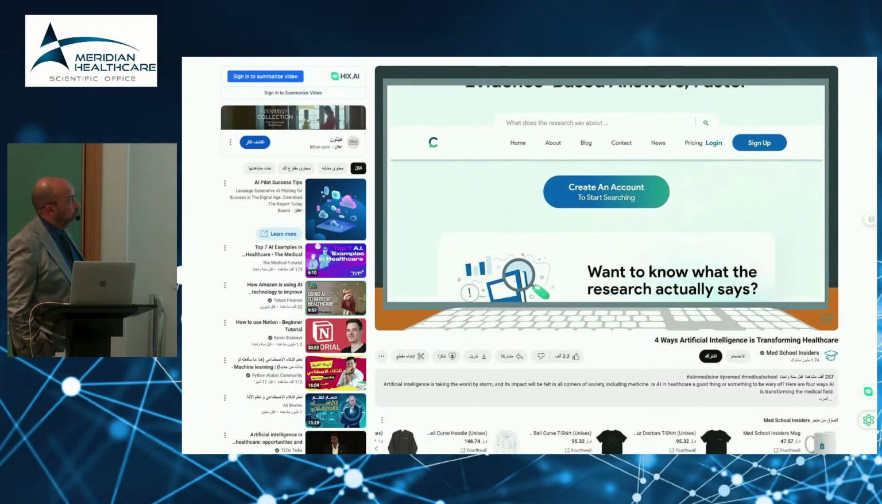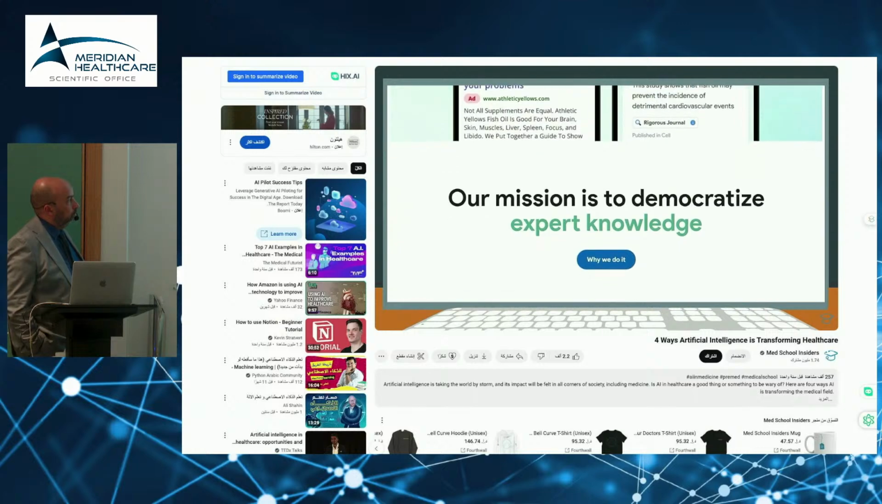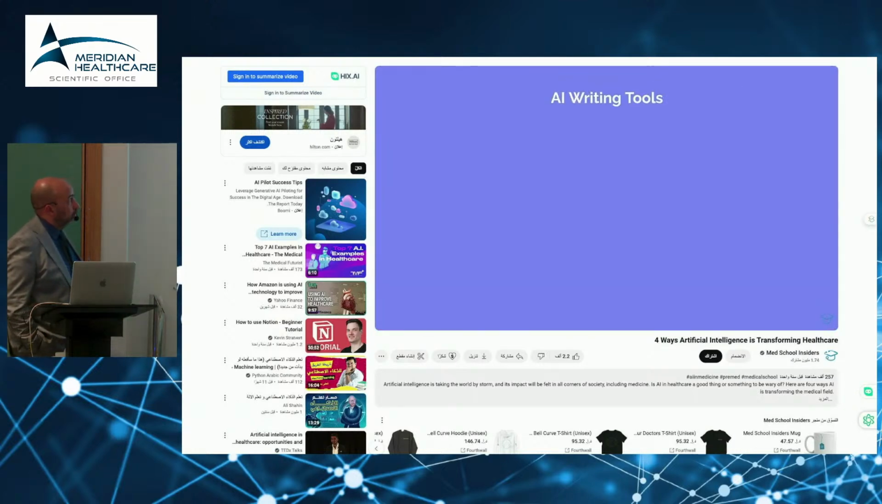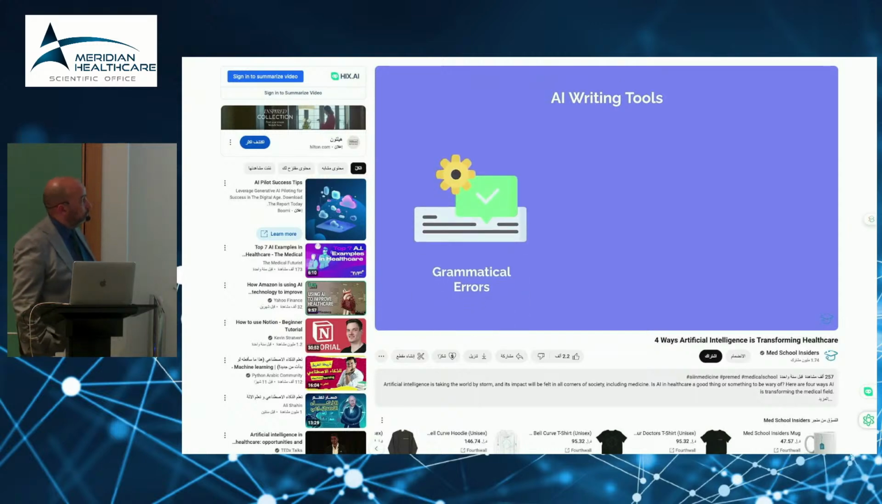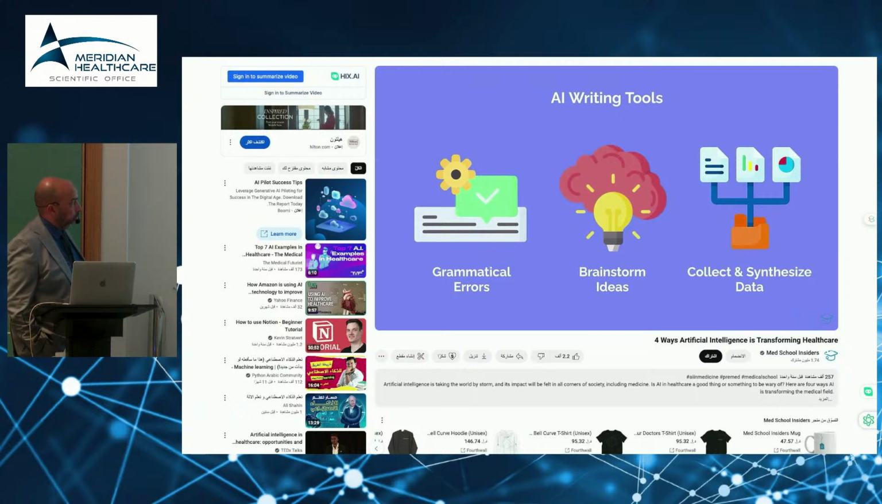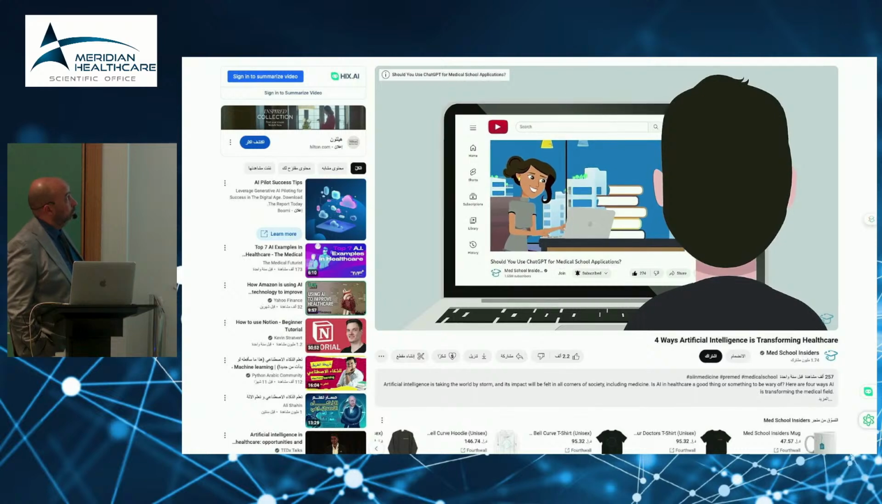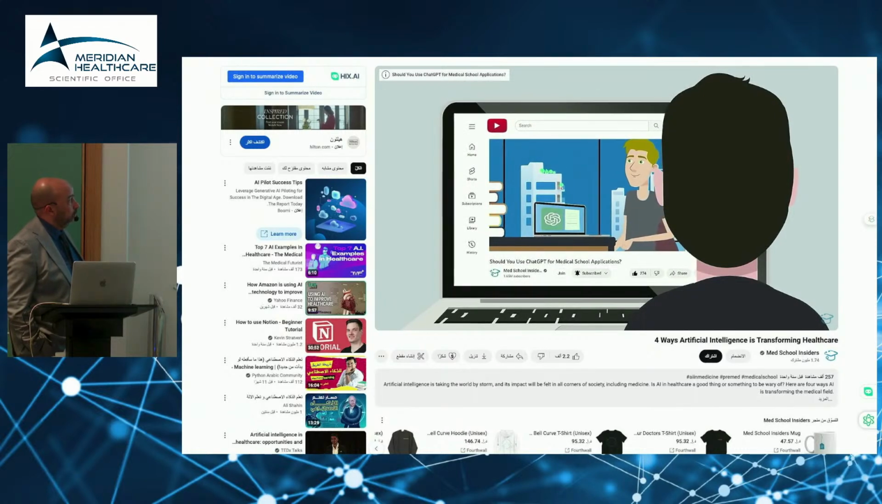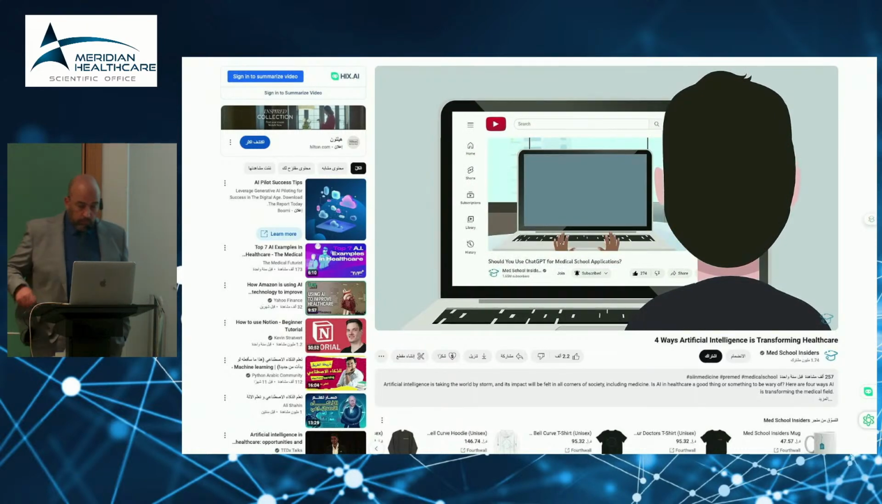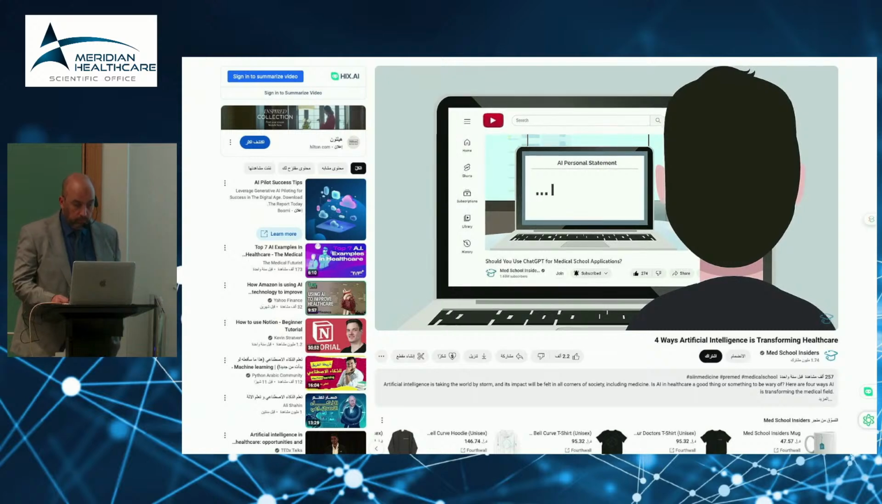Other software, such as Consensus, can be used to guide your initial literature review and provide summaries for papers that answer your research question. Don't expect these tools to take over your academic writing just yet. However, they can catch grammatical errors, brainstorm ideas, and collect and synthesize data. We dug into the possibilities and drawbacks of using AI writing tools in another video on the future of medical school applications. If you think you can exclusively rely on ChatGPT for your medical school or residency applications, think again.